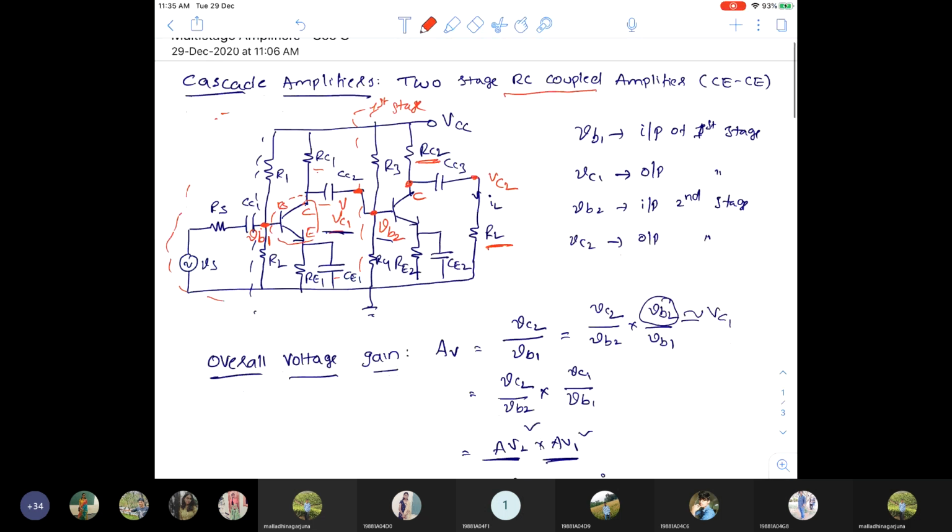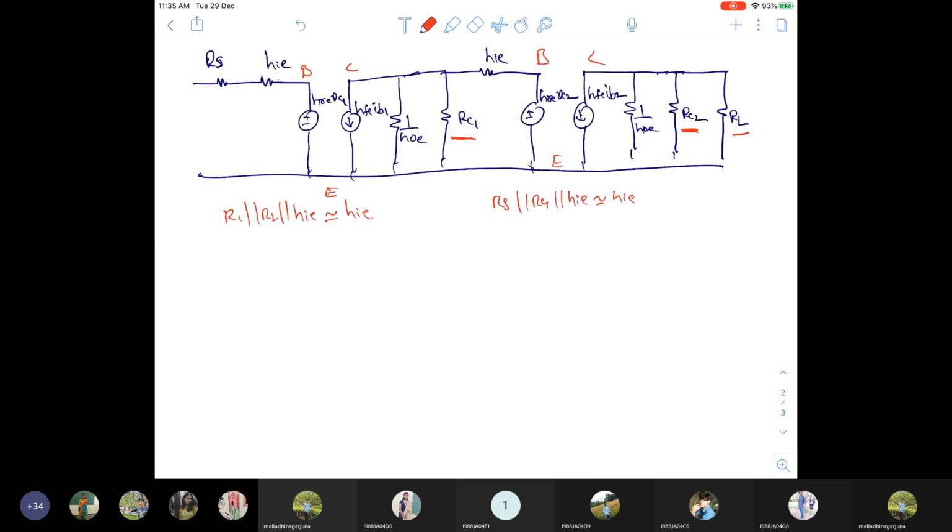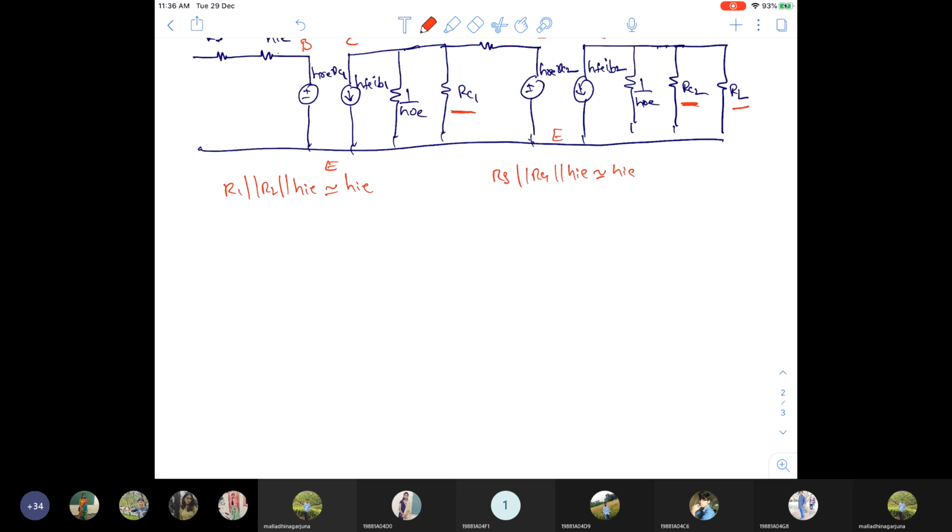Now let us calculate the individual current gain, voltage gain, input impedance and output impedance, for the second stage, the last stage first. From the last stage we'll come back to the first stage. So, second stage analysis.